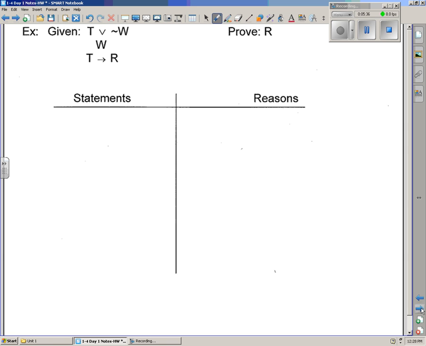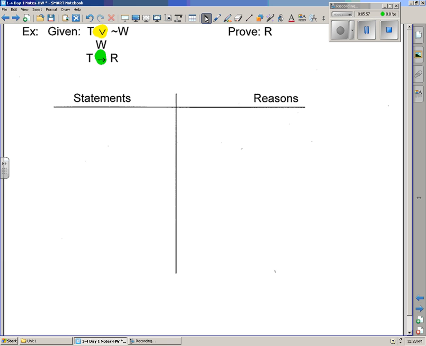Here's a proof. You've got this proof. You should notice that you do happen to have a disjunction. So you're probably going to, well, not probably, you're going to have to use disjunctive inference in your proof. And you have a conditional. So right now you're going to be using detachment in your proof as well. It wants you to prove R.